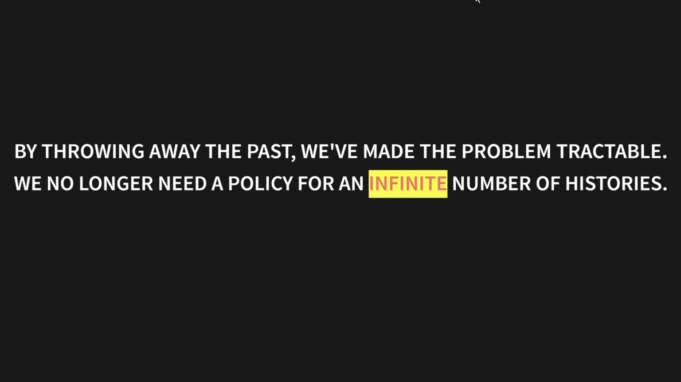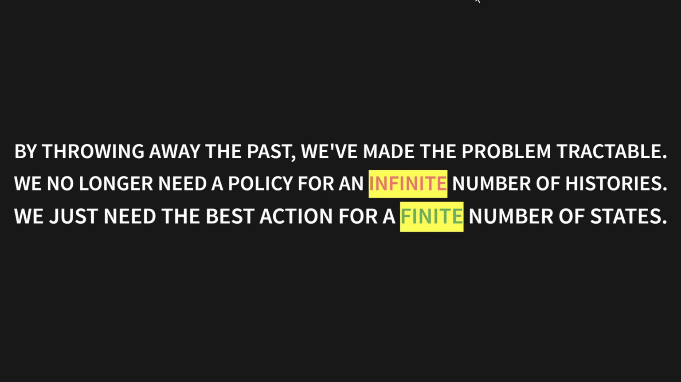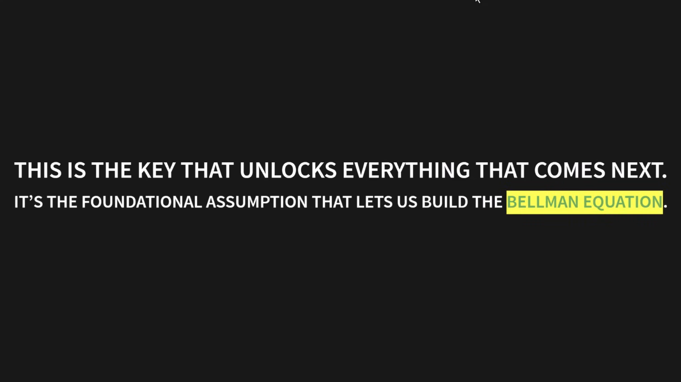By throwing away the past, we've made the problem tractable. We no longer need to learn a policy for an infinite number of histories. We just need to learn the best action for a finite number of states. This is the key that unlocks everything that comes next. It's the foundational assumption that lets us build something called the Bellman Equation, which is the master formula for seeing the future. But before we can look into the future, we need to define what we're looking for.